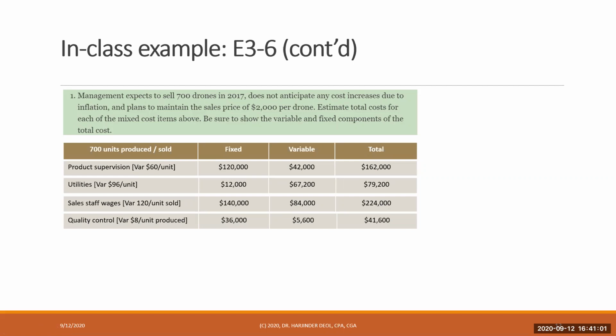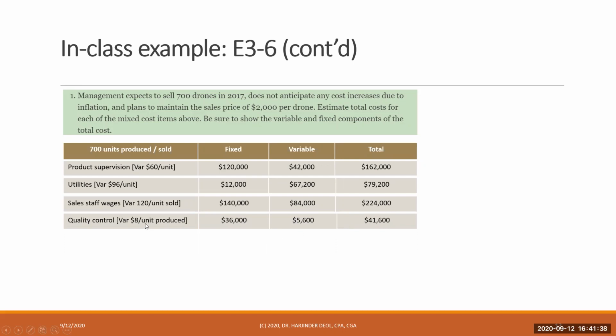The fixed cost of quality control was $36,000, and we had calculated a variable cost of $8 per unit produced. I explained that in the earlier slide because that would be easier for us to do the math with. If 700 units are to be produced, we will spend $8 times 700 units, $5,600 towards the variable quality control costs. The total works out to $41,600.